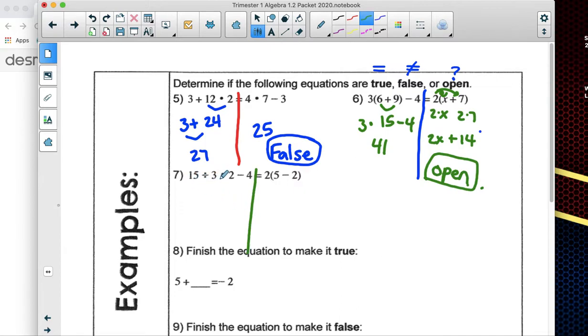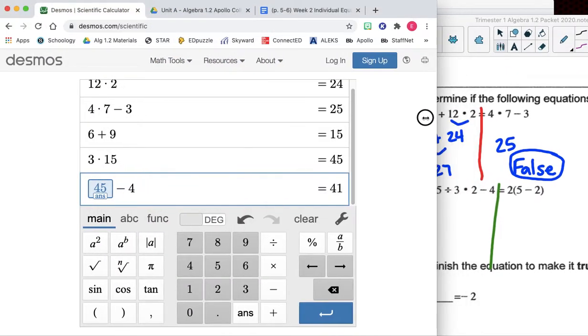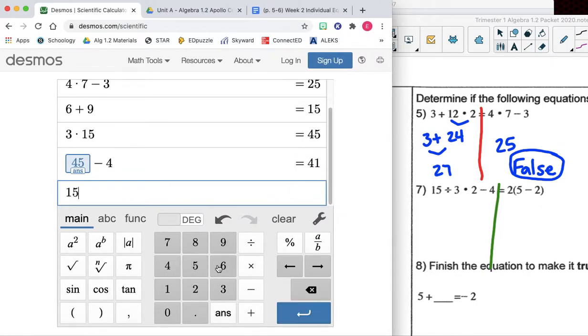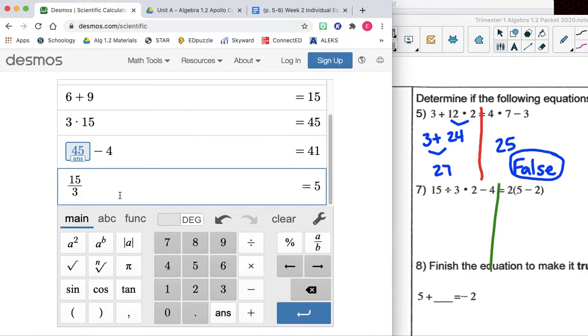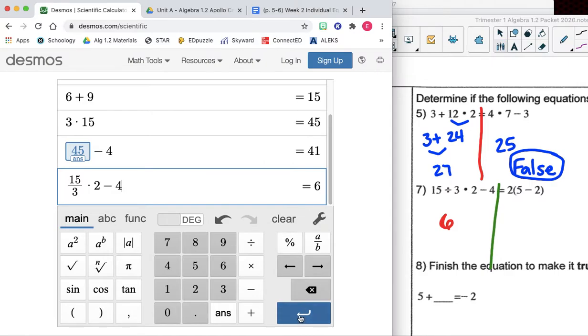We have 15 divided by 3 times 2 minus 4. So that's a lot. I'm going to just plug that all into my Desmos calculator. Okay, I'm going to make sure I'm on a new line. 15 divided by 3. Now remember, division on the calculator goes underneath, so now I need to click over here. Times 2 minus 4. Okay, and that's 6. I'm going to hit enter, go to the next one.